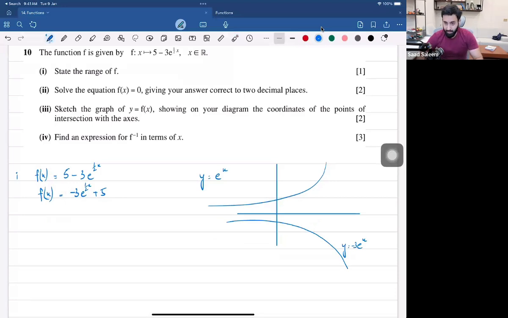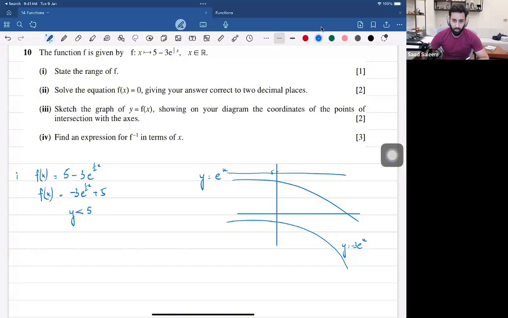But what if I add 5 to it? If I add 5 to it, then what happens? Then this graph moves 5 units up. Now the asymptote will be at 5. That means the graph is going to be something like this. The asymptote will be at 5. So what is the range of this graph? The range of this graph will be y is less than 5. Not greater than 5. It's going to be y is less than 5.